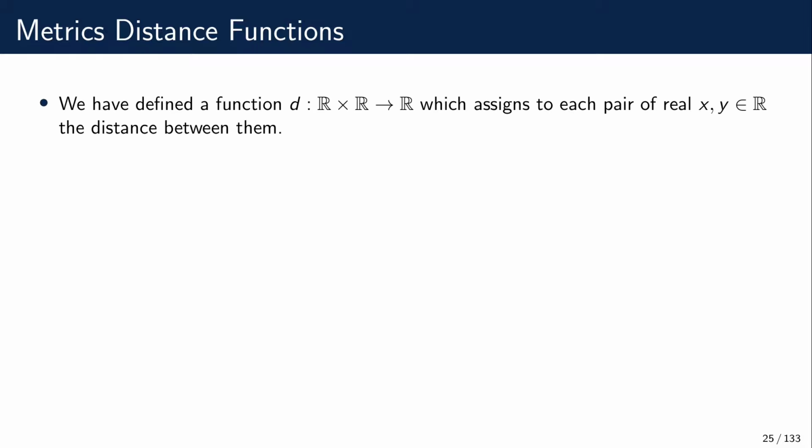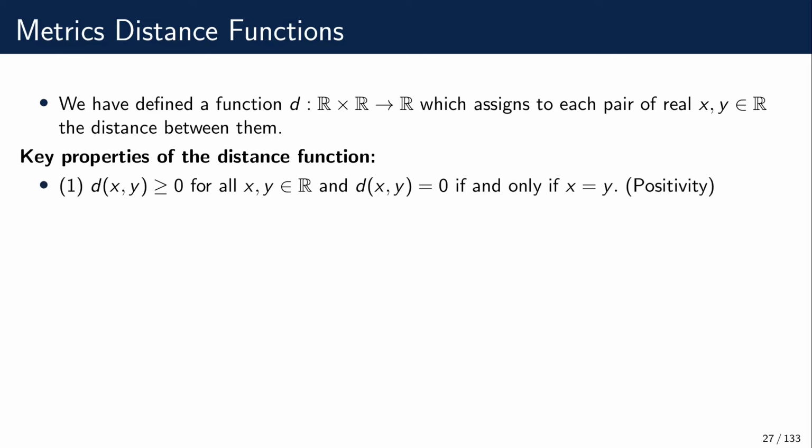So let's talk a little bit about those distance functions, which are called metrics and have very crucial importance in mathematics and in topology. What we have done here is define a function that takes a pair of real numbers and assigns a third real number to them, which is positive, and it's in fact the distance between x and y. Okay, so what are the key properties of this distance function?